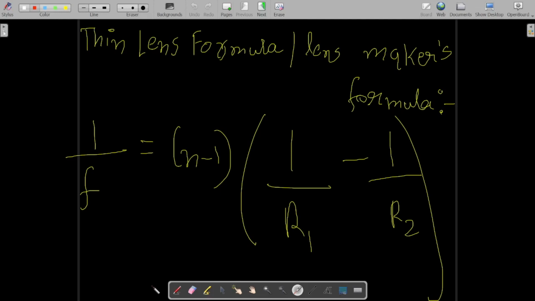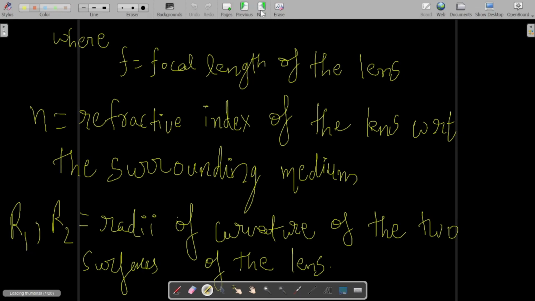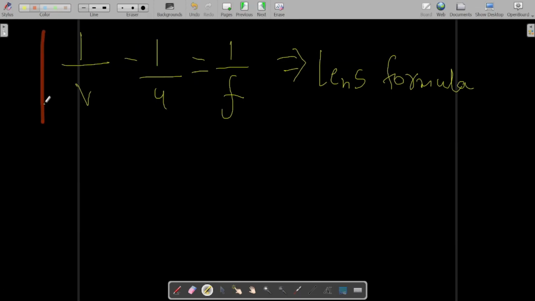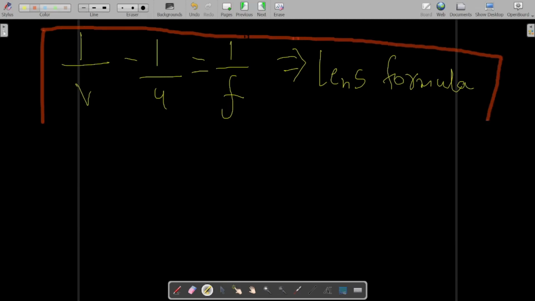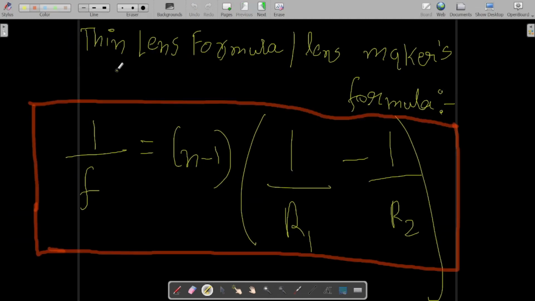Now there are basically three types of formulas over here. One is this, which you can see on the screen. This is the thin lens formula or lens maker's formula. The next formula is called the lens formula. Just remember that this formula is called the lens formula, and this formula is called either the thin lens formula or the lens maker's formula. So both are different, both do not imply the same thing. You have to remember this.